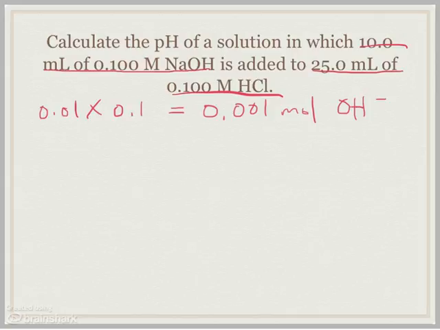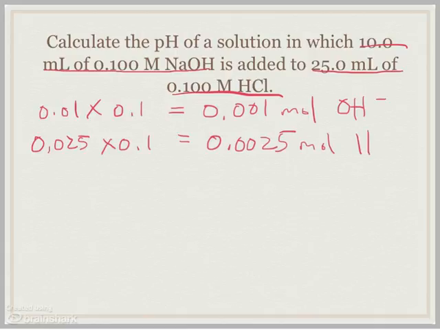So now let's figure out the HCl. You have 0.025 times 0.1, so you have 0.0025 moles of HCl, or let's just go with H3O plus. Now, as you can see, you have more H3O plus than you have OH minus in this case. So you need to figure out how much hydronium concentration is going to be left once this reaction occurs.